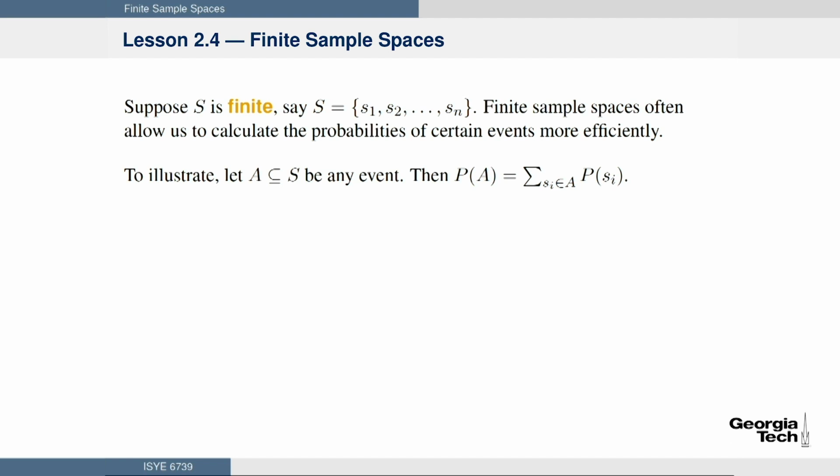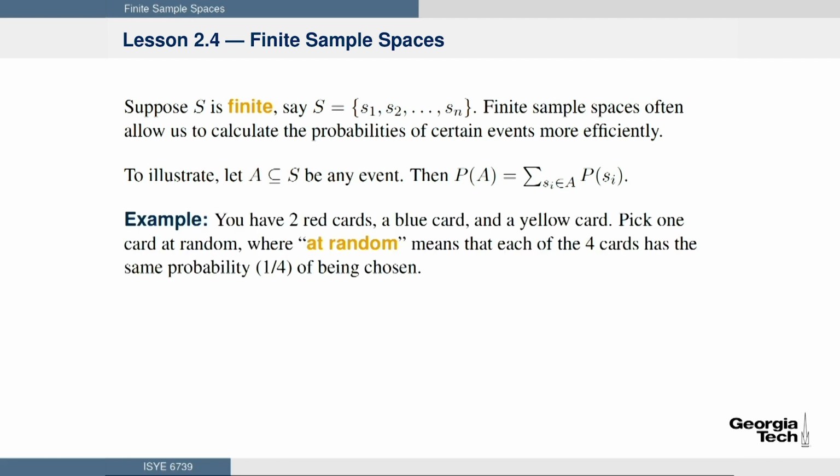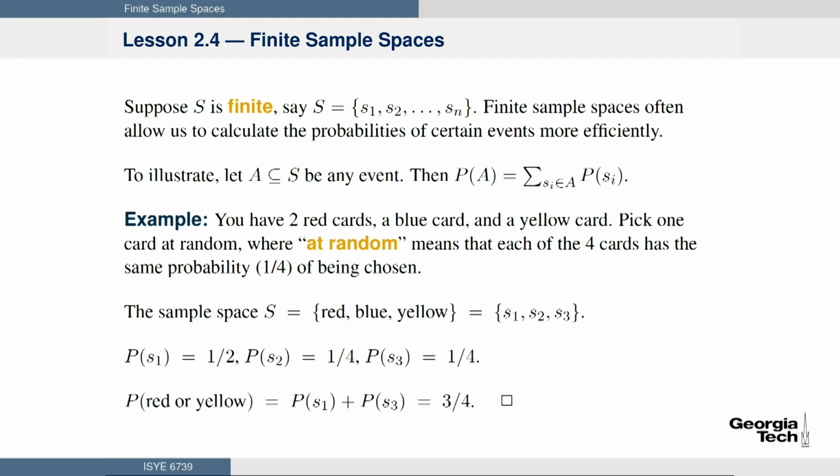Then the probability of A equals the sum of the probabilities of every element that happens to be in A, every outcome that happens to be in A. We'll illustrate more precisely with an example. Suppose that we have two red cards, a blue card, and a yellow card. We'll pick one of them at random, where we all kind of know what at random means, simply that each of the four cards has the same probability, 1/4, of being chosen.